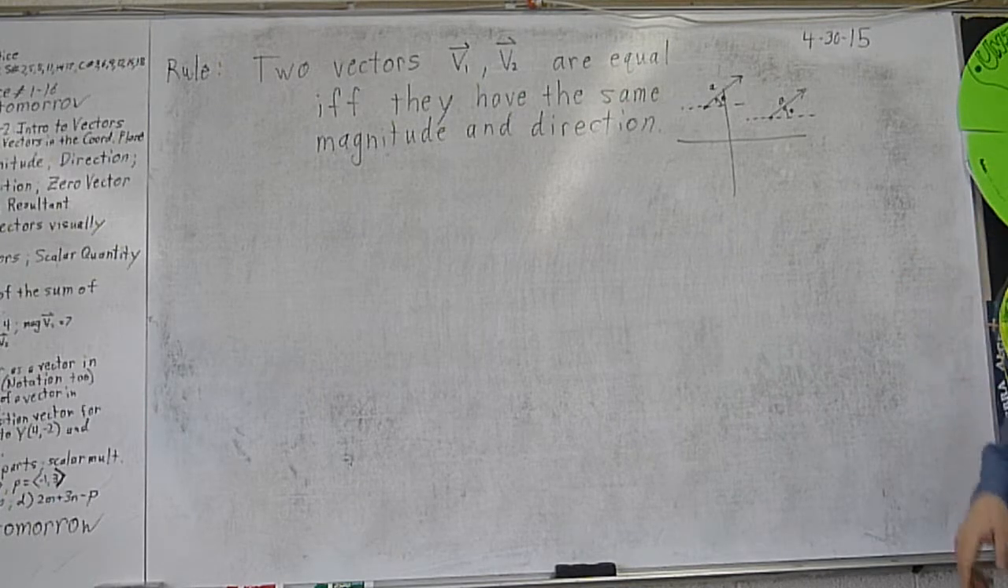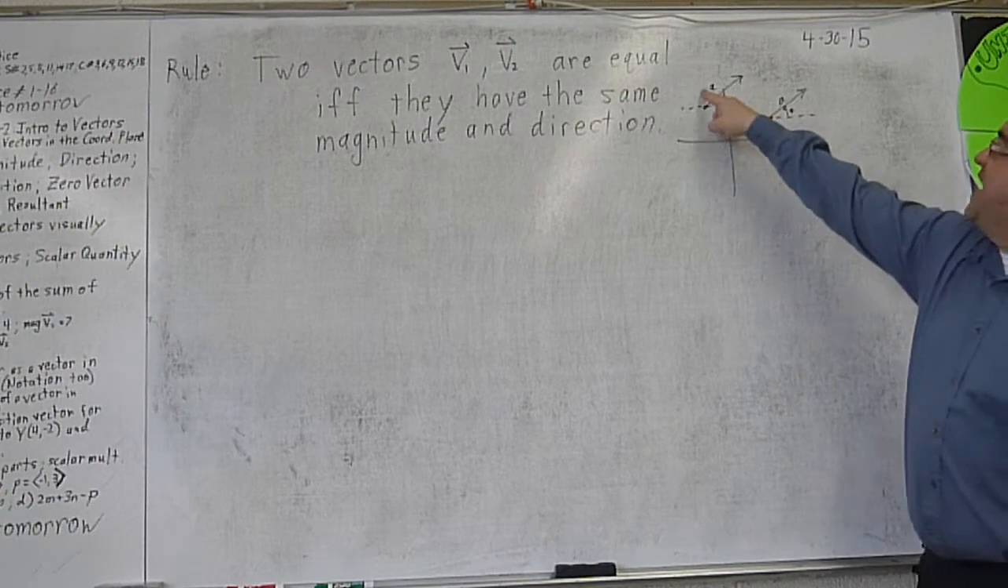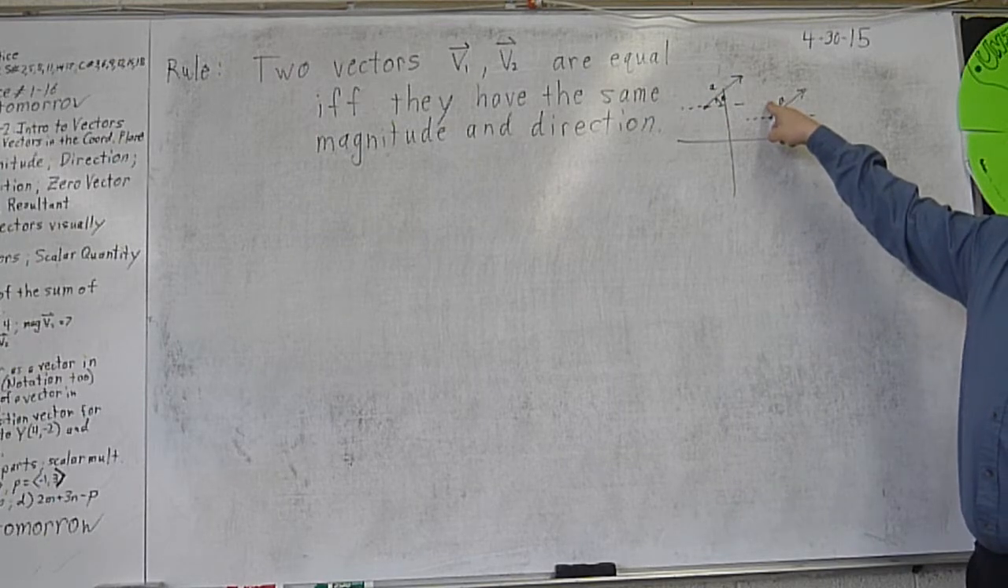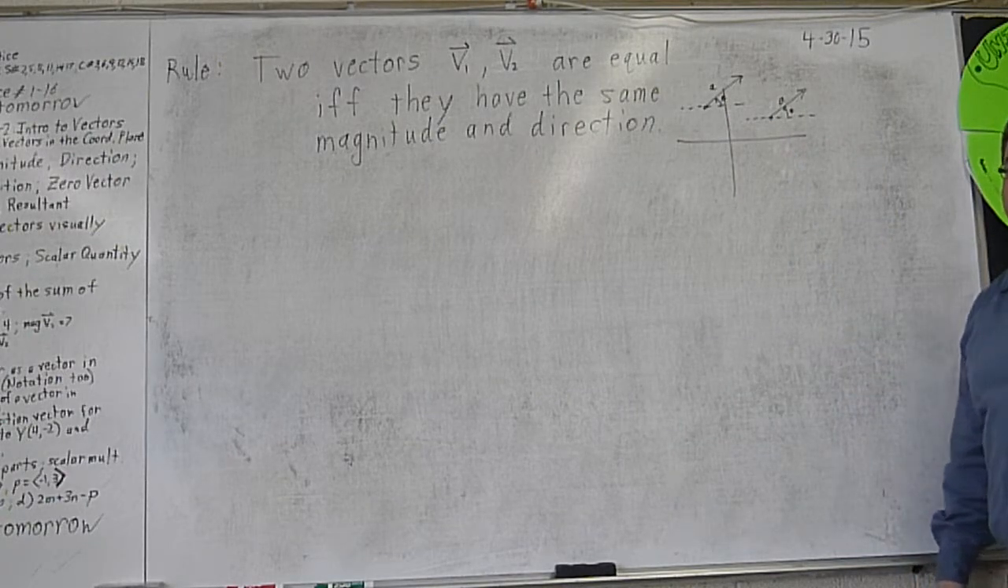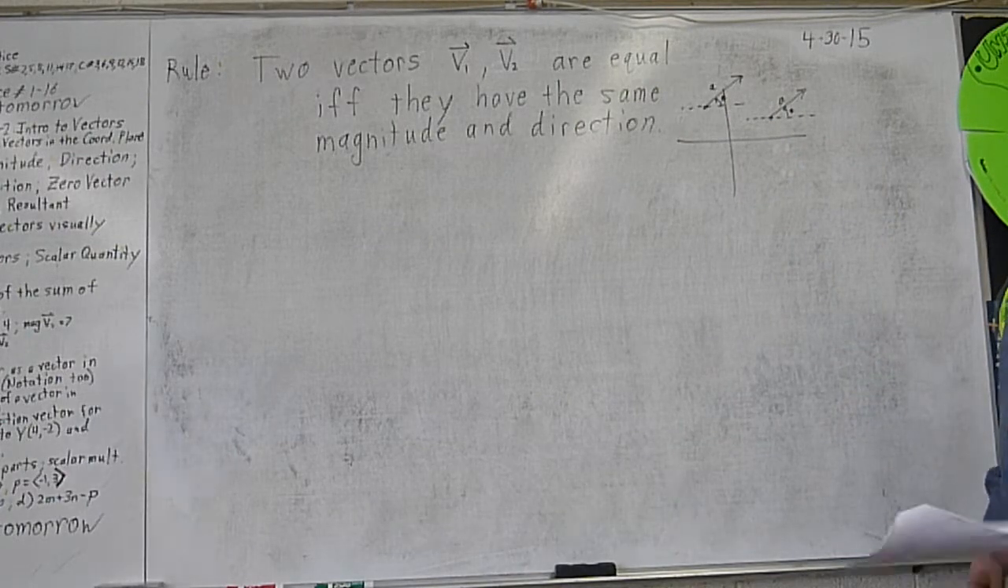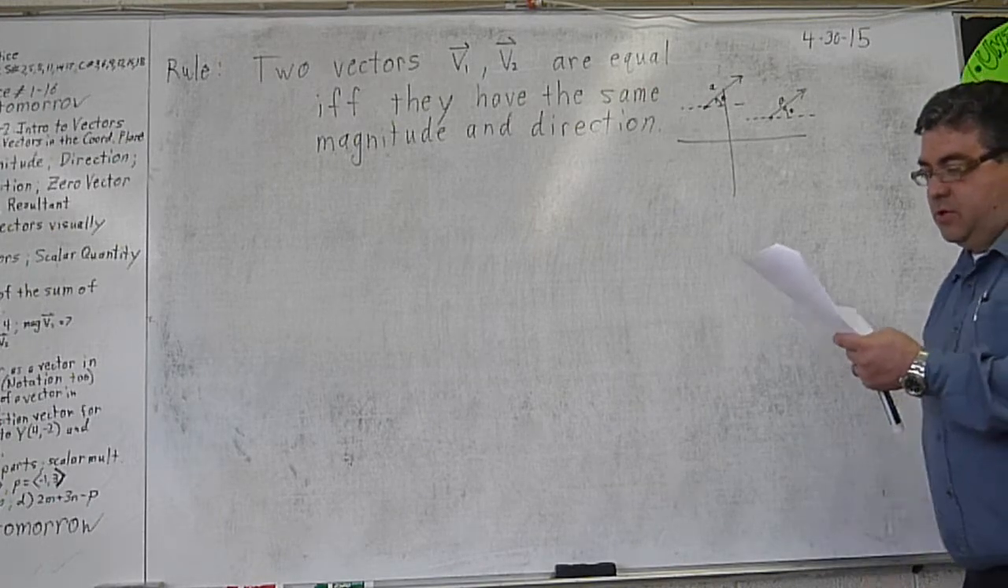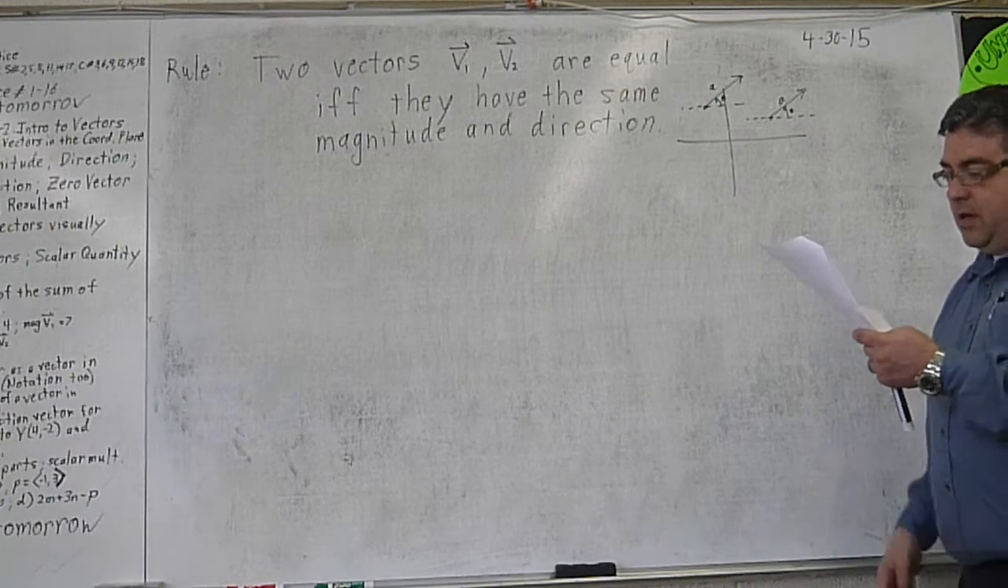Is magnitude theta? Is that what you're putting? No, magnitude is A. That's the length of the vector. Direction is theta. Theta is the direction. Okay. Gotcha. All right, so that's our rule.